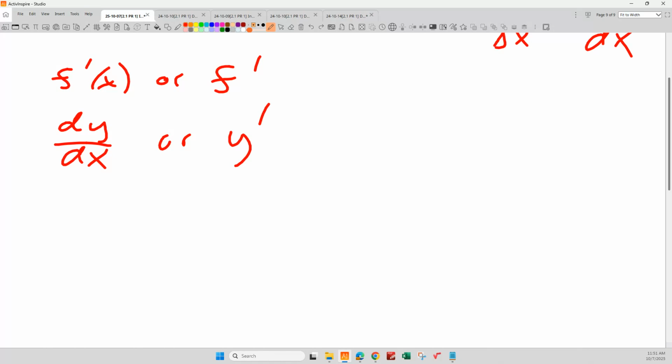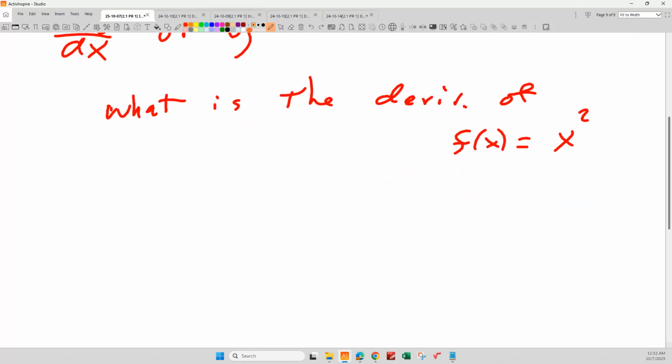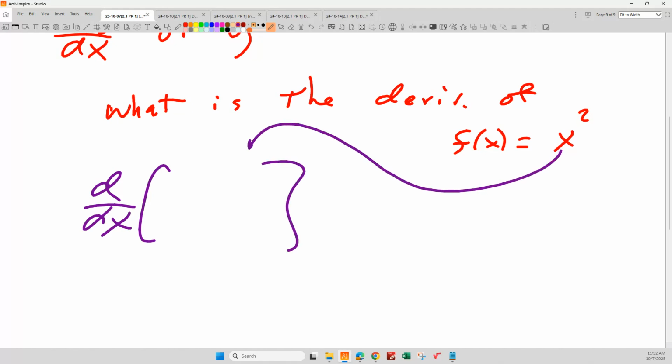But what if I want to say something like, what is the derivative of f of x equals x squared? I could write that as f prime of x, or I could do a hybrid, and I could say this: the derivative with respect to x of x squared. They all mean the same thing. Those are just a whole bunch of different ways of saying exactly the same thing.